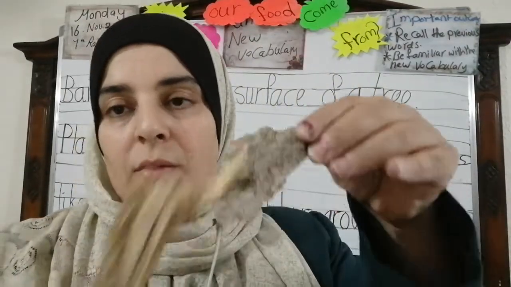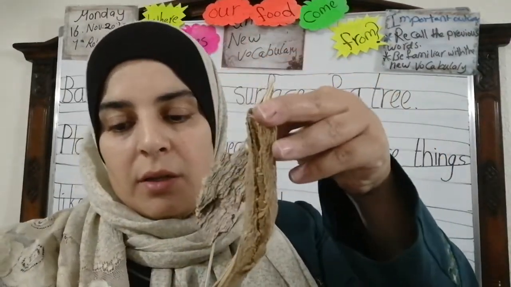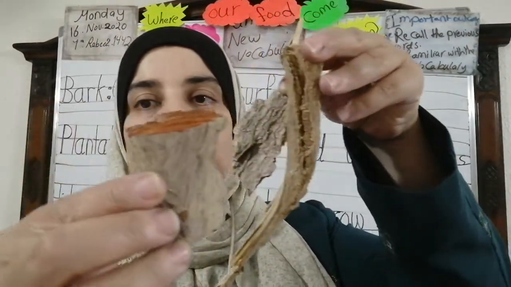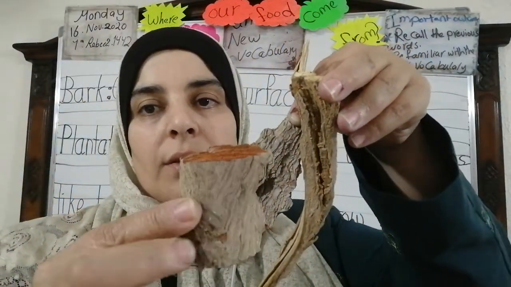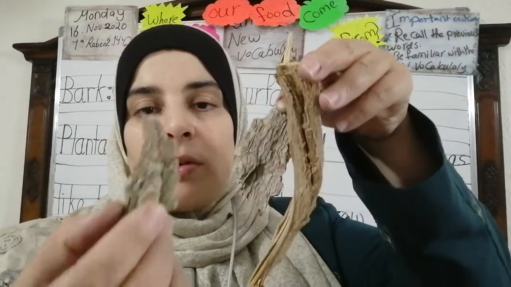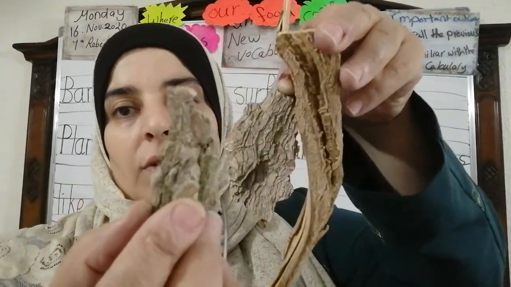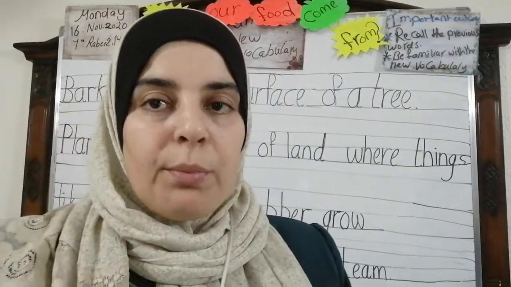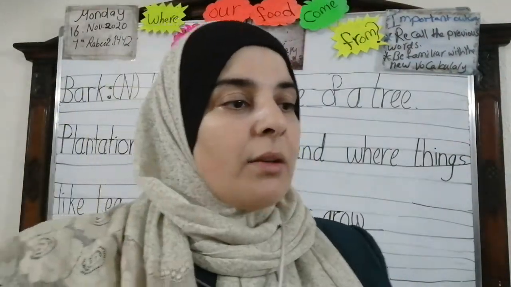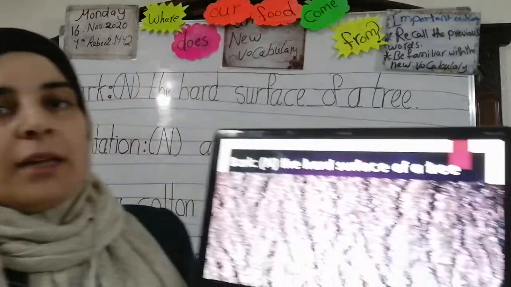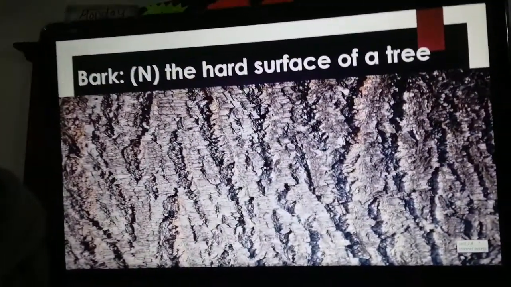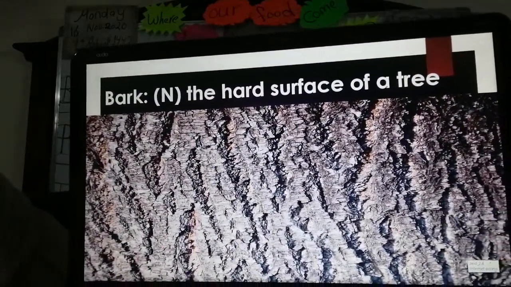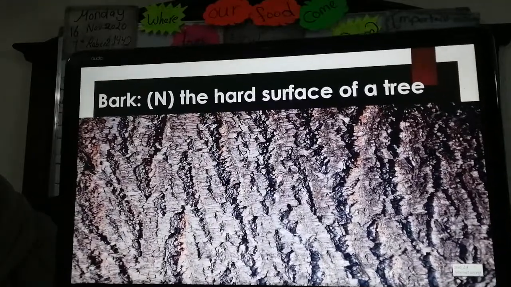Okay? Look at this one. We have these parks. Again, look at this one. And this one. This is a very good one. Can you see it? This is park. Okay? Again, park. What is park? It is the hard surface of a tree. For the last time, it is the hard surface of a tree.